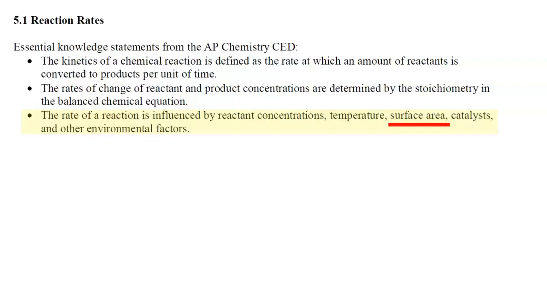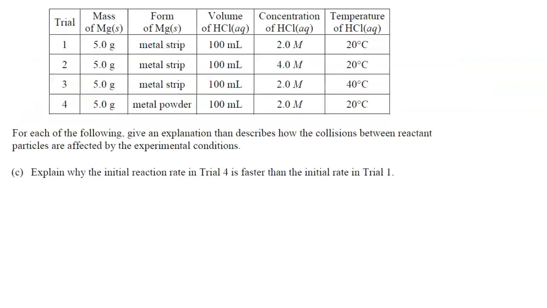Now, on this next slide, this is actually from an earlier video where I was teaching about topic 5.1. And here we see a data table that features both solid magnesium and aqueous hydrochloric acid. If we compare the reaction conditions between trial 1 and trial 4, we can see that the only difference between these 2 trials is that we switch from a metal strip of magnesium to metal powder.